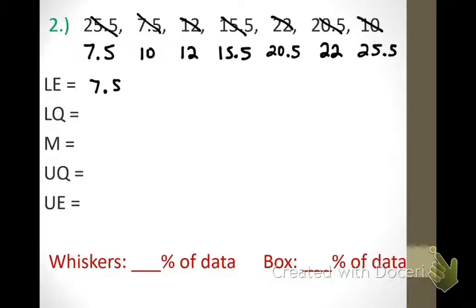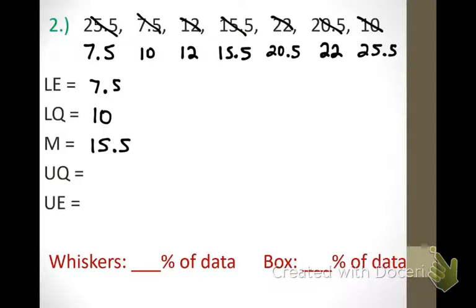Okay, I want you and your partner to go ahead and do the rest of them together. All right, let's see what we came up with, guys. What's the lower quartile? 10 is going to be my lower quartile. Okay, what's the median? 15.5, because that's that number right there in the center.